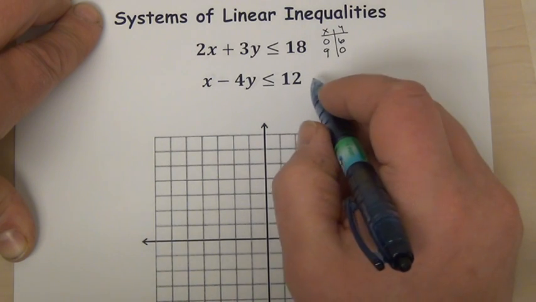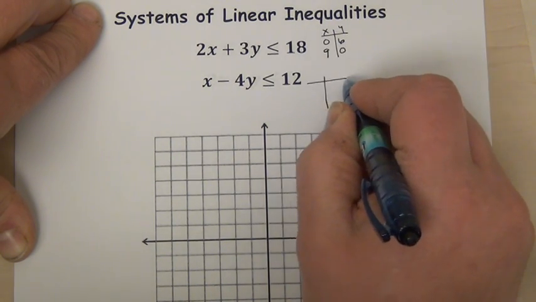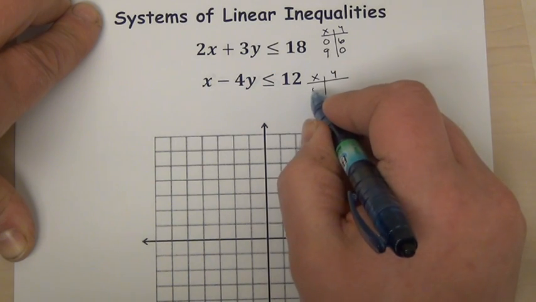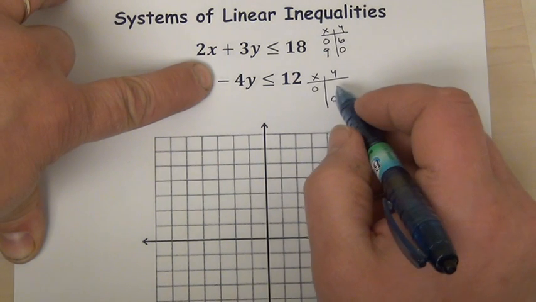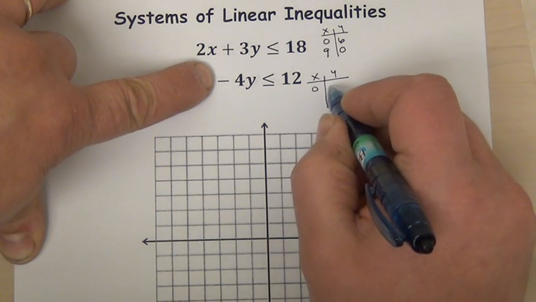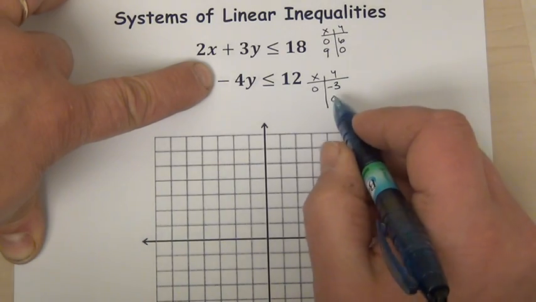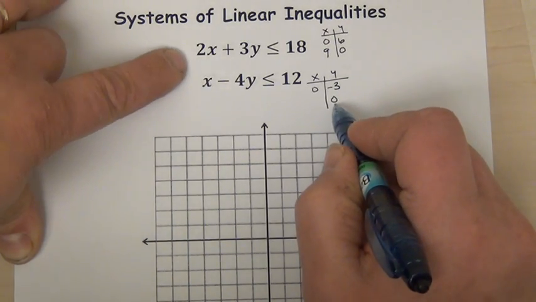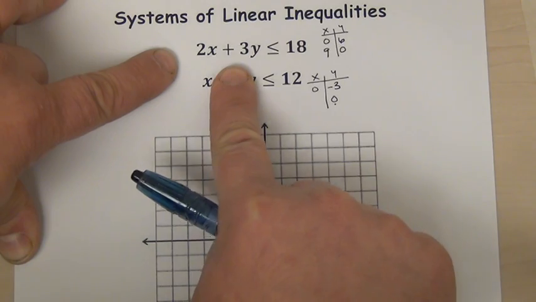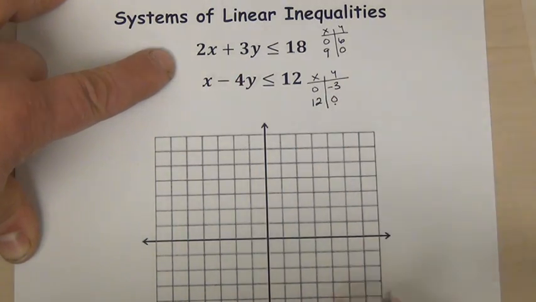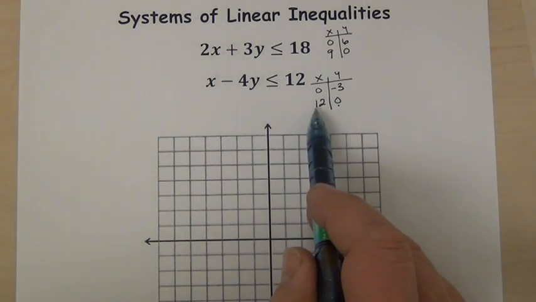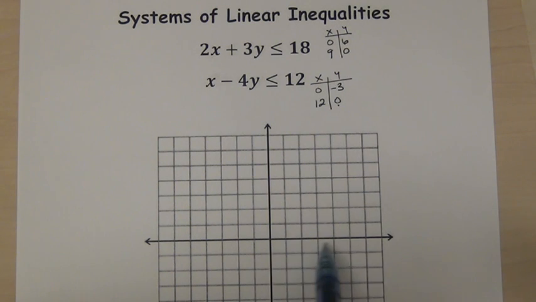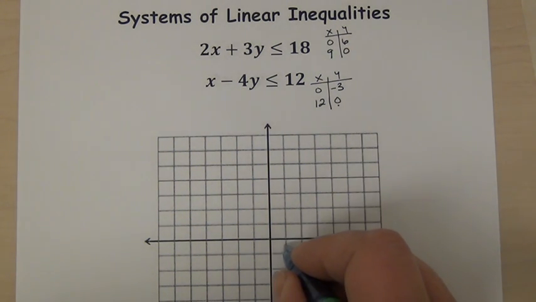I'm going to do the same thing for this function down here. I'm going to find x and y intercepts by plugging in 0 for each variable. When I plug in 0 for x, I get negative 4y equals 12, which gives me a y-intercept of negative 3 when I divide both sides by negative 4. When I plug in 0 for y, I get an x-intercept of 12. One of the things I noticed in looking at my graph here is I'm not going to be able to fit 12, 0 on this graph by going by ones. So my scale on my graph is going to have to go by 2s.